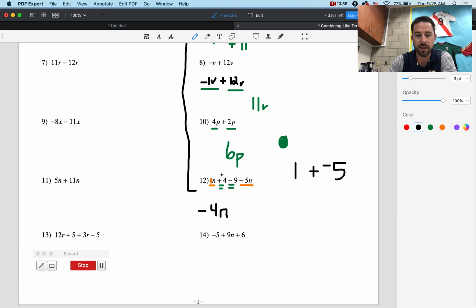And then you can see that we have this guy, positive 4 minus 9. Yikes. 4 minus 9. Okay, I'm going to go plus and negative. Which one's bigger? The 9. So I know my answer is going to be negative. Subtract. 9 minus 4 is 5.